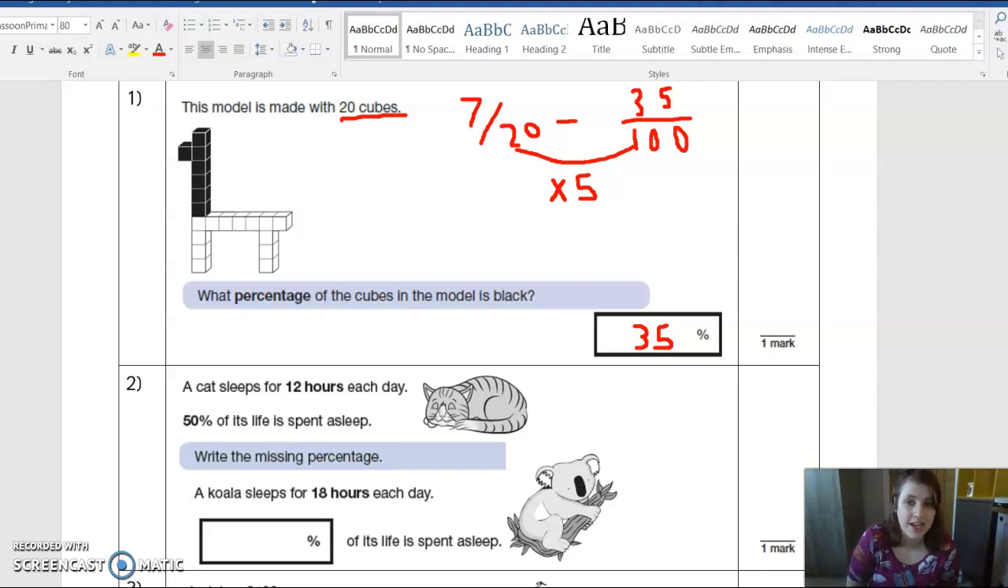Now, as I say, you could have done it another way. You could have known that 10% of 20 is 2, and 3 lots of that is going to give you 30%, then half of that, and add it up to 35. But either way is right. That is fine. Okay, let's have a look at question number 2.